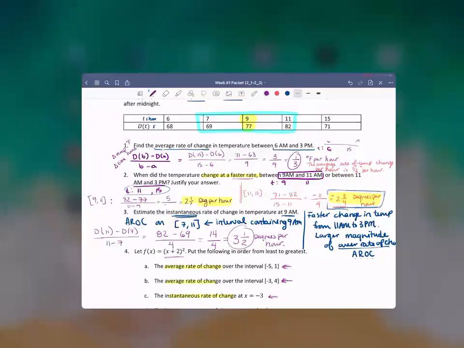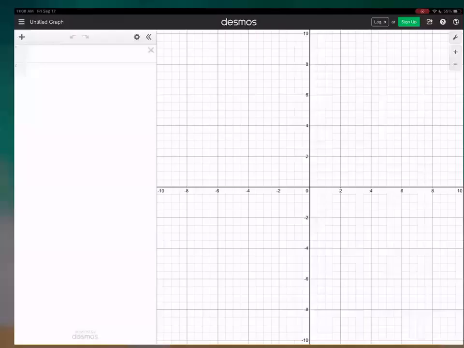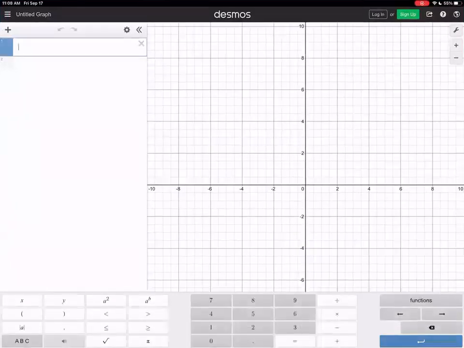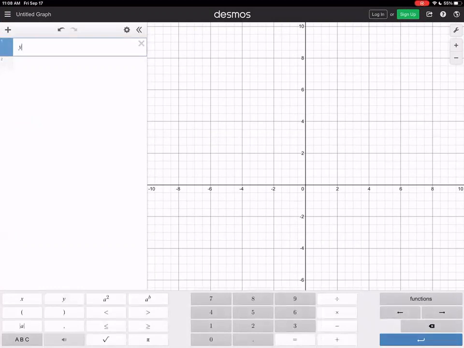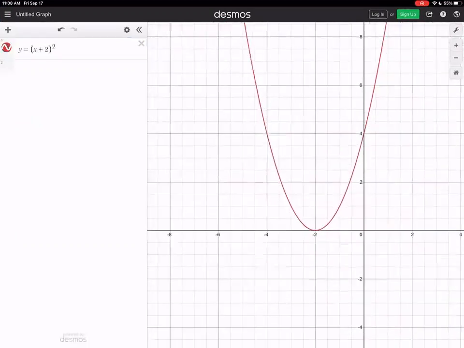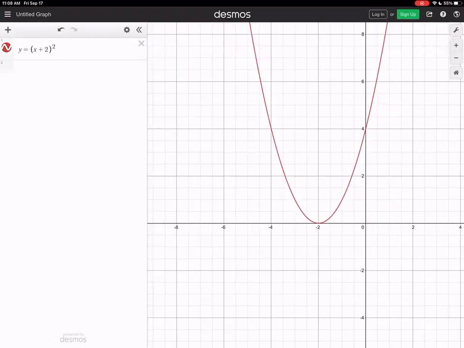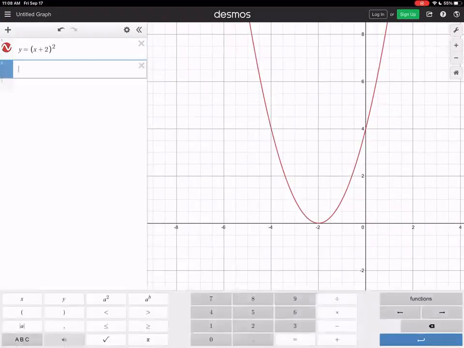So what I'm going to do is navigate over to my Desmos app on my iPad, and I'm going to put in the function that we want to graph. So I'm going to use y as my output, y equals (x + 2) all squared. So here's a picture of my graph. And so now what we can also do is look at the secant lines between the points over which we want to find the average rates of change.